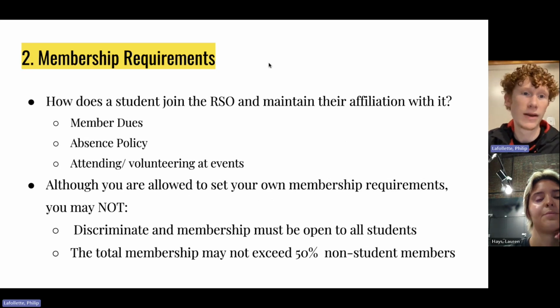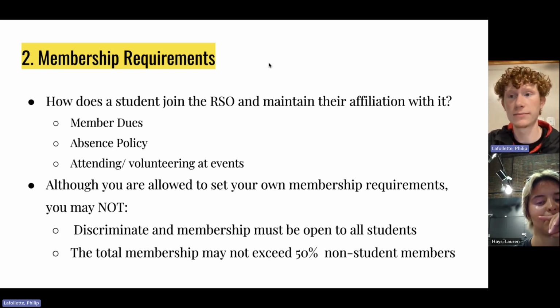Second step, membership requirements. So if a student wanted to join, how would they join the RSO and maintain their affiliation with it? What are their dues? What's the absence policy like? And what does it require to attend volunteering and events? Although you're not allowed to set your own membership requirements, you cannot discriminate, and memberships must be open to all students. And 50% of your population must be student-based.